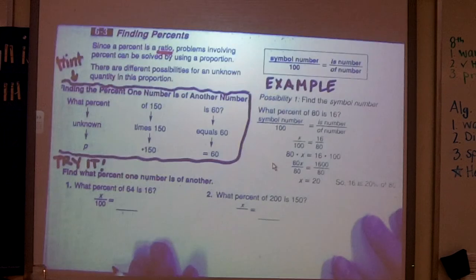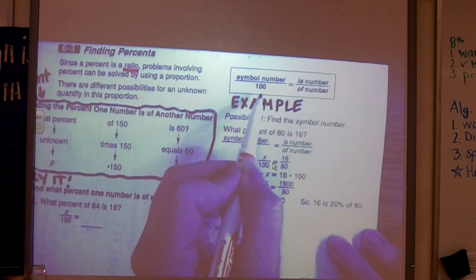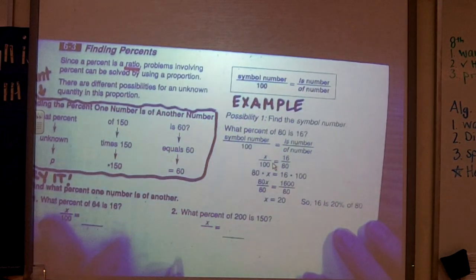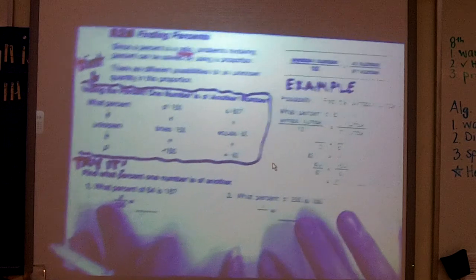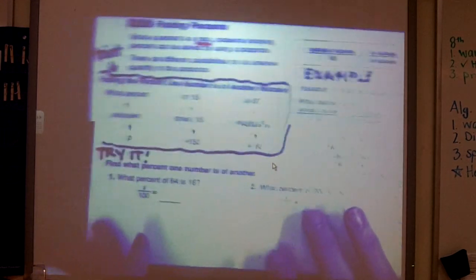Okay? In this case, we have some number, the percent symbol number, over 100, and the is number and the of number. And we'll work on what that means in just a moment. But this is going to work continuously with all the problems we do for percent.